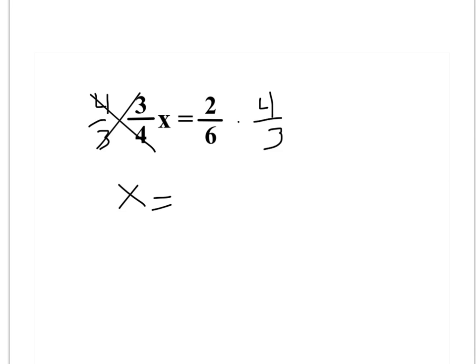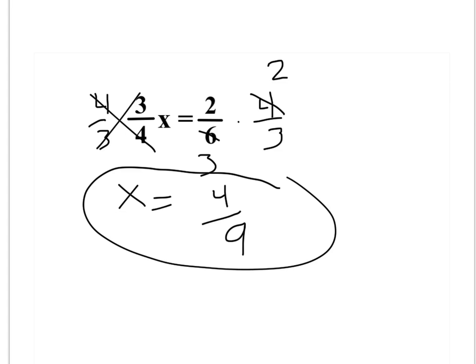All right. Then I look to see what I can cancel on this side. I can take 2 out of 4 and get 2. I can take 2 out of 6 and get 3. 2 times 2 is 4. 3 times 3 is 9. That does not reduce. There is my answer.